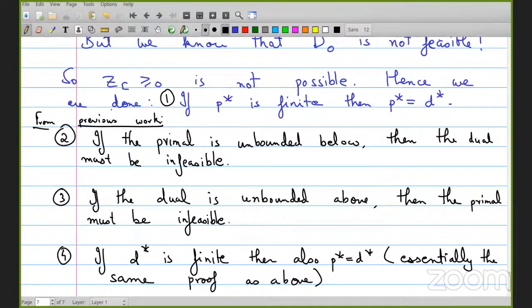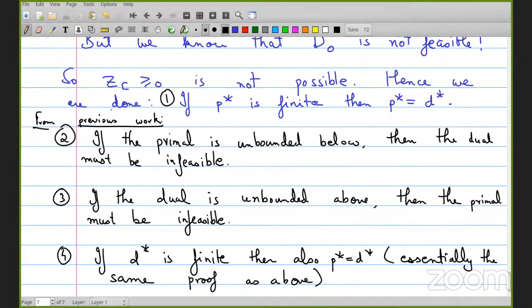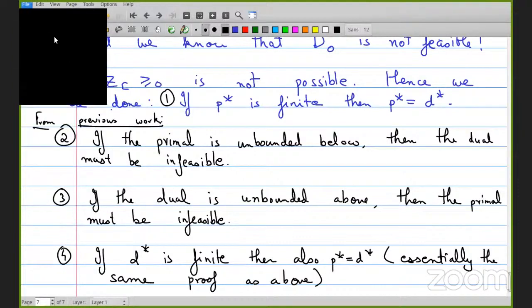So that was about duality. So now let's look at applications. So the first application, we already said what it's going to be. It was proving the von Neumann minmax theorem.